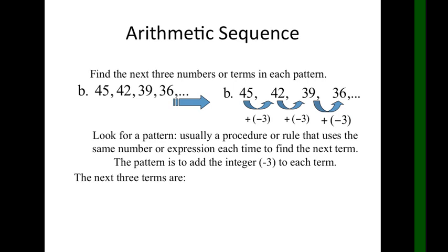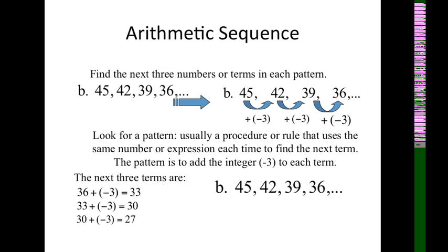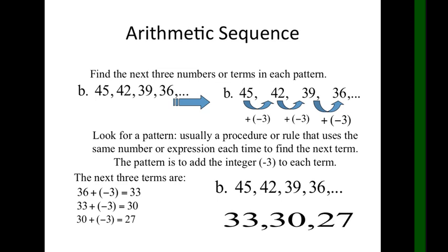The question is, what are the next three terms? So we have 36 plus -3 is 33. 33 plus -3 is 30. And 30 plus -3 is 27. Therefore, for the sequence 45, 42, 39, and 36, the next numbers are 33, 30, and 27.